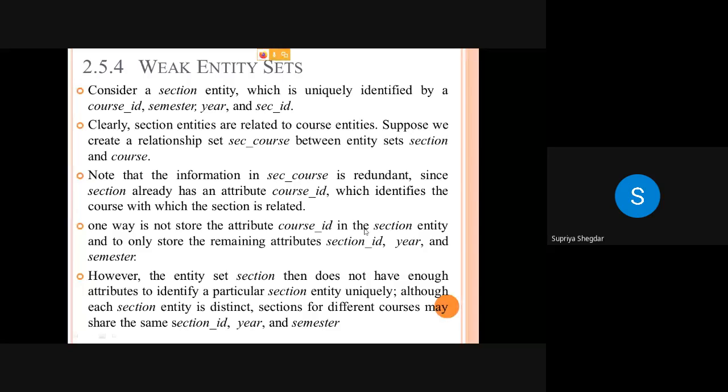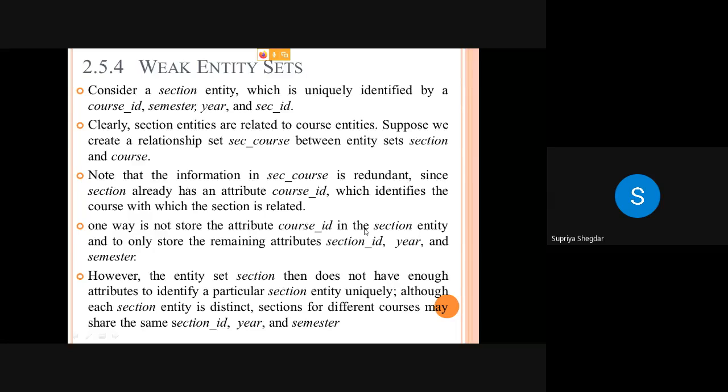Okay, please consider for your third year first semester, a total of 5 to 6 courses are there. If the course ID information is missing in the section entity, then we cannot uniquely identify every tuple. Means the information in the section entity may be repeated. It may be possible that for the 5 courses, the third year is the same. So this information is repeated 4 to 5 times if the course ID attribute is absent in the section.